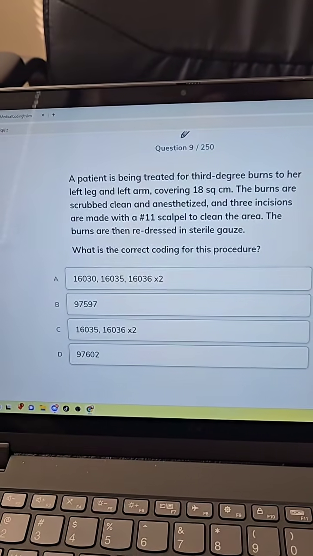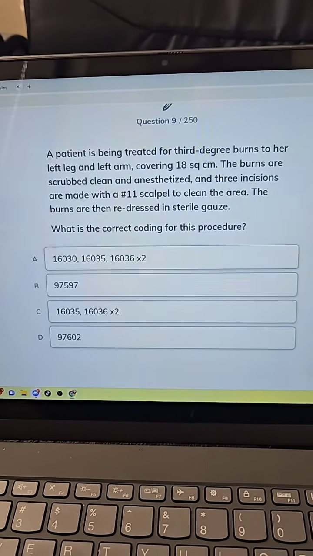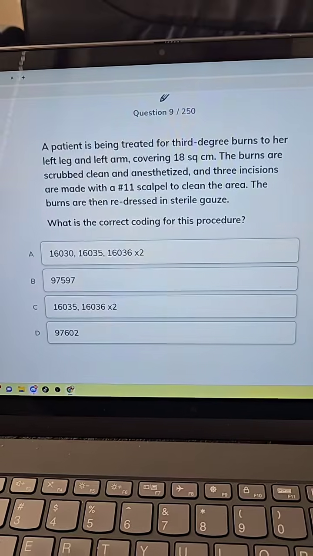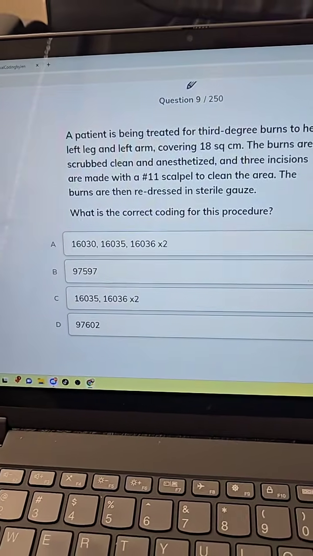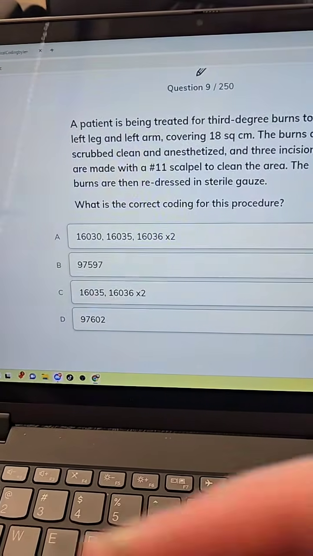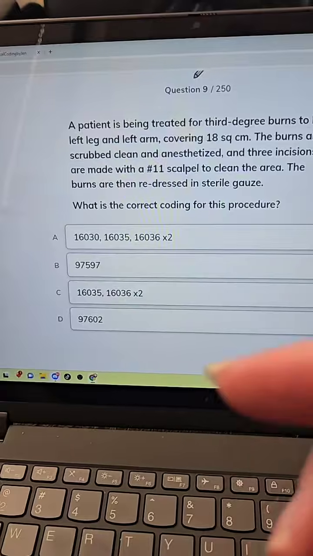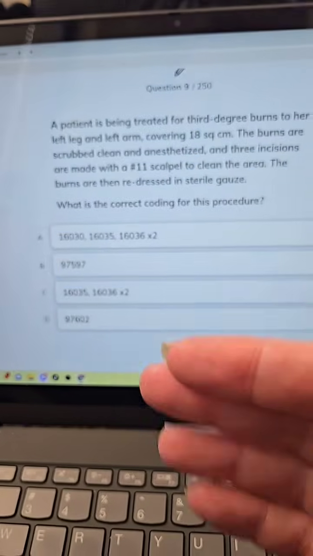I have some videos on YouTube that are super helpful about how to memorize and how to learn your guidelines. I don't have the ICD-10 book with me, but what I did, and it's in my ICD-10 notes, is I started with ICD-10 number 1.